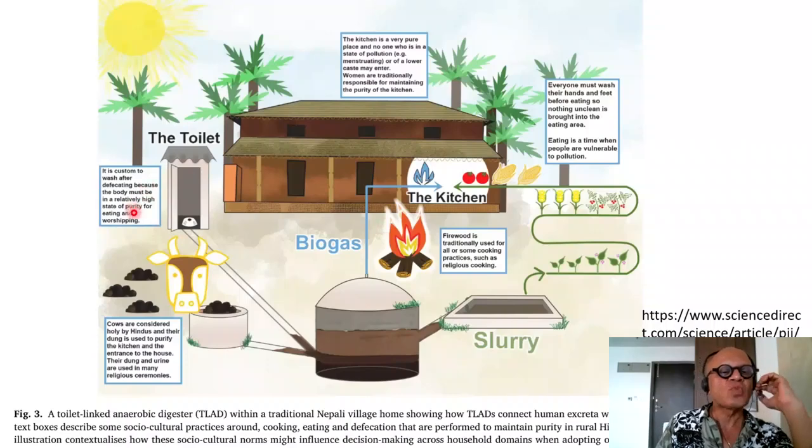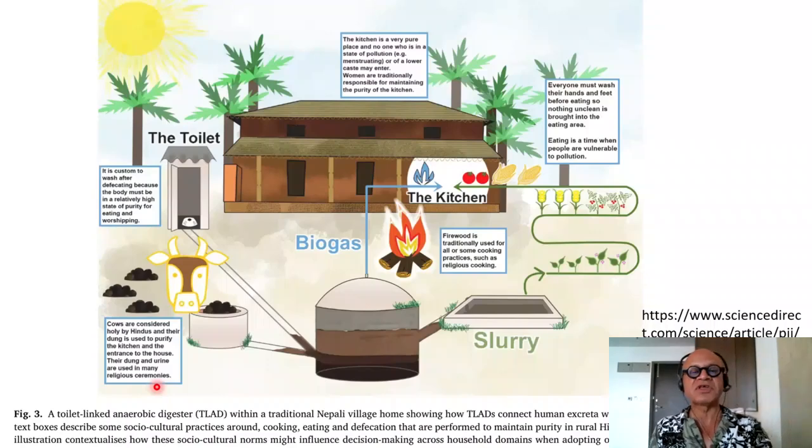So it is customary to wash after defecating because the body must be in a relatively high state of purity for eating and worshipping. That's very critical. Cows are considered holy by Hindus, and their dung is used to purify the kitchen and the entrance to the house. Their dung and urine are used in many religious ceremonies. This is very common, including funeral rites and so on. They are considered sacred in many ways.